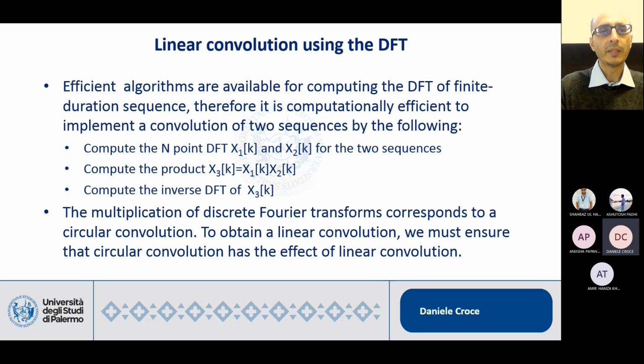But we have this problem that the multiplication of the DFTs does not correspond to the linear convolution, but to the circular convolution. To obtain the linear convolution, we must be sure that the circular convolution has the same effect as the linear convolution. Okay? So we must make sure, and we will see this, I don't know if today or next time, that the two convolutions have the same effect.